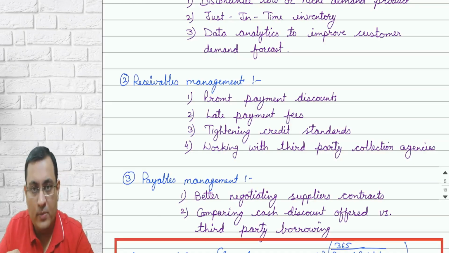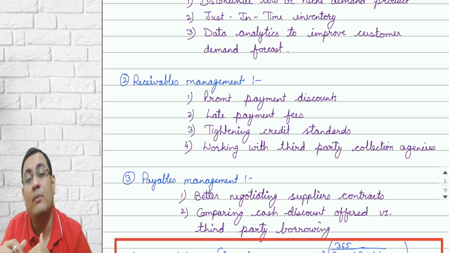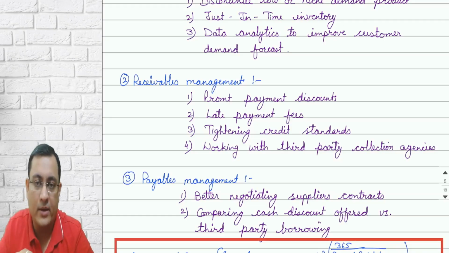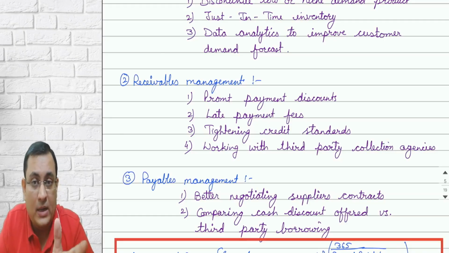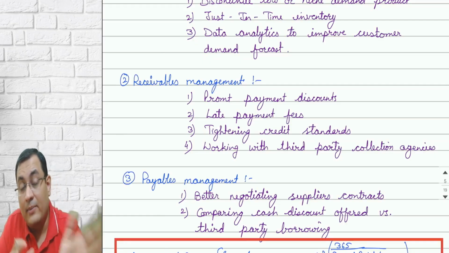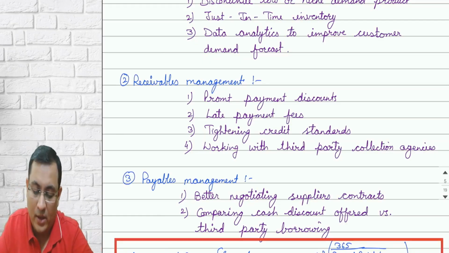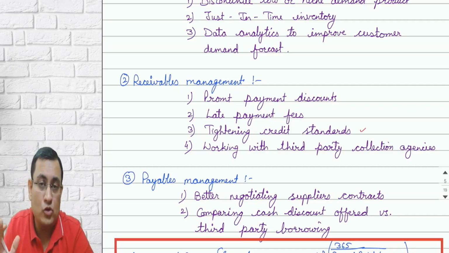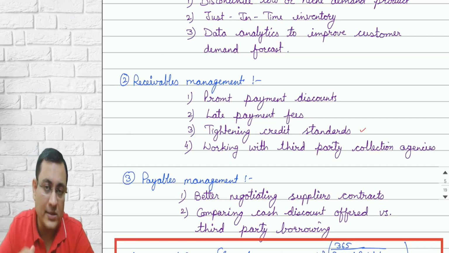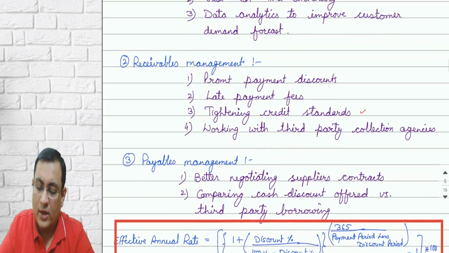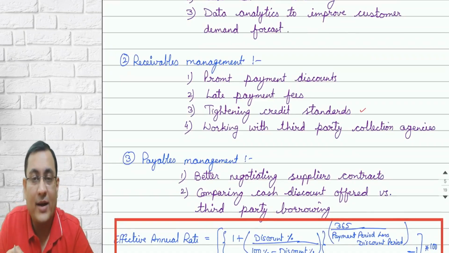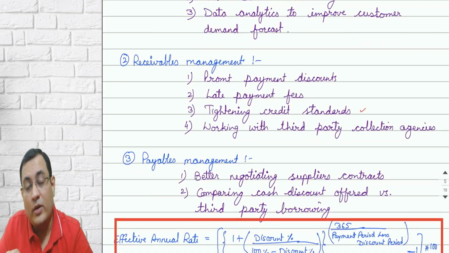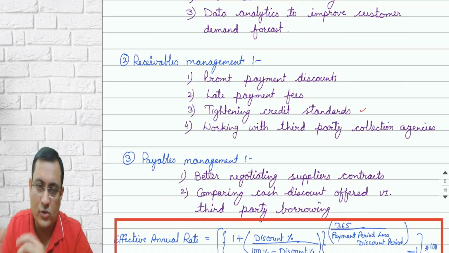Late payment fees should be there if your customer is taking more time for payment than the credit period allowed, so that it works as a penalty for them and makes them disciplined to pay within the credit period allowed. Tightening credit standards: we should not be giving credit to everyone. Scrutiny should be done for every customer who is asking for credit. And work with third party collection agencies. Generally these are called factors, and they are specialized agencies to collect from receivables. They have full legal and other infrastructure to recover from the debtors.